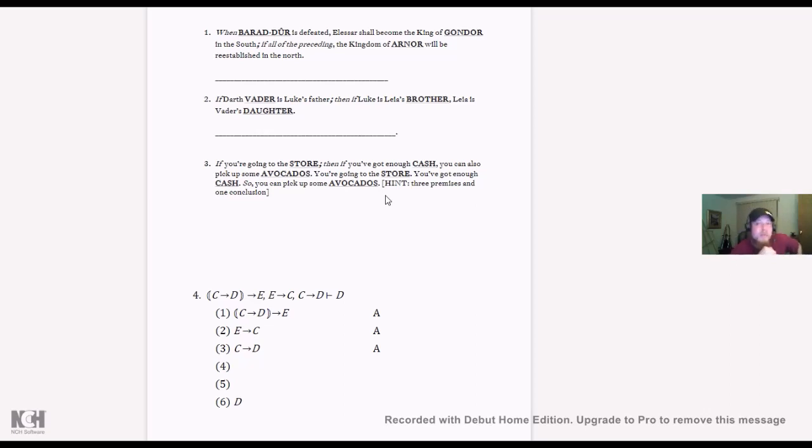The next one is going to be an example of a translation into a proof. If you're going to the store, then if you've got enough cash, you can also pick up some avocados. Okay, so that's one line. There's more. You're going to the store. Third line, you've got enough cash. So we see the word so. That means this is the conclusion: you can pick up some avocados. So there's 3 premises here and 1 conclusion. Not only do I want you to translate it, I want you to solve for it.